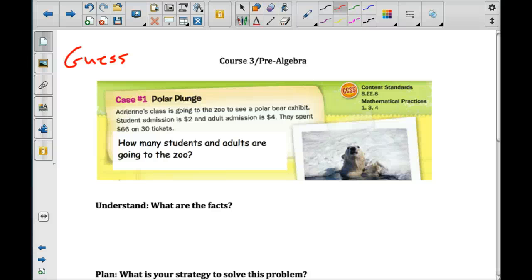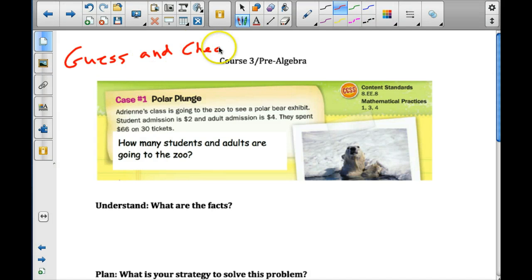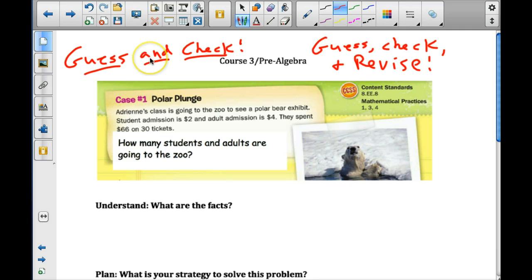All right, guess and check. Have you guys heard of that? Okay. They call it guess, check, and revise based on the information that you know. Okay? All right. They're going to try to talk you guys through this. First, they want you to understand the problem. What are the facts in this problem?